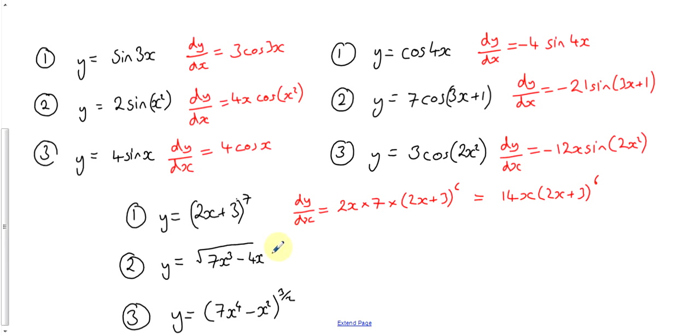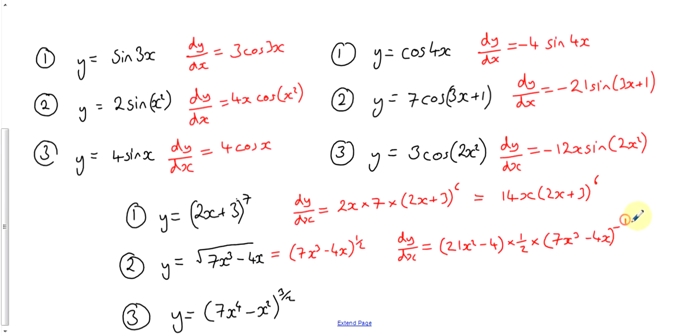Okay, this one here, we're going to write this in index form first. So it's 7x cubed minus 4x to the power of a half. Now it's in index form, we can differentiate it. dy by dx equals, okay, differentiate what's inside the brackets. That gets us 21x squared minus 4. Bring the half down. And then we have the brackets, 7x cubed minus 4x, and we subtract 1 off the power. Of course, that will tidy up.